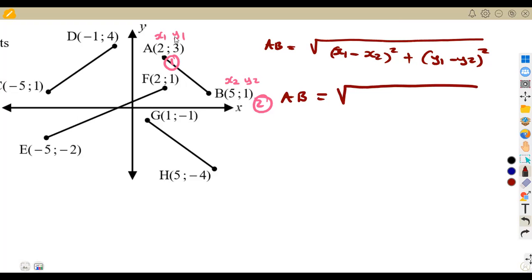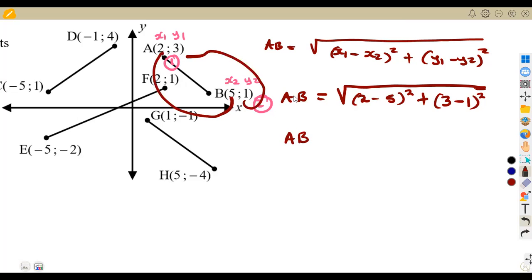Our X1, from the first point, our X there is 2 minus 5. So it is going to be 2 minus 5 squared, right? X1 minus X2 squared plus Y1 minus Y2. We take the Y value on our first point, which is 3, minus the Y value on our second point, which is 1. So this is 3 minus 1 squared. This is how you're supposed to have our formula, but it does not matter even if you take it the other way, 5 minus 2 squared and 1 minus 3 squared. It does not matter even if you put it that way.